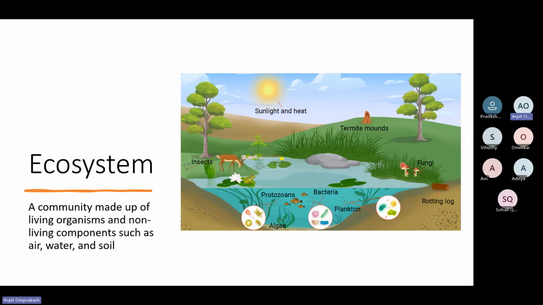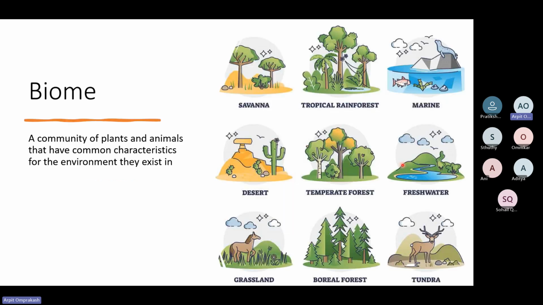Then we have ecosystem, which is a community made up of all the living organisms, along with the non-living, abiotic components such as air, water, and soil. Next, we have biome. A biome is a similar kind of environment, a similar kind of ecosystem across the world. For example, desert is a biome. There are different kinds of deserts found across the world, but the desert is a biome. So all the plants and animals living in these deserts, even across the world, have similar kinds of adaptations because the conditions are similar.